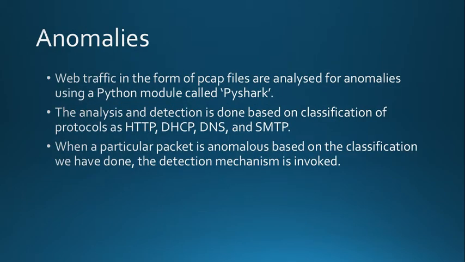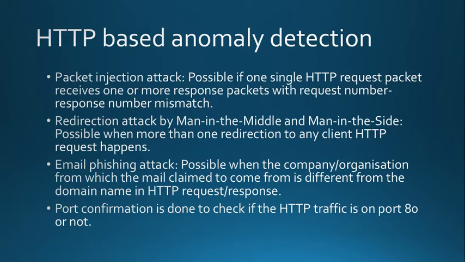Most of these anomalies are classified as per the protocol, so they're protocol dependent and protocol specific. And when a particular packet is anomalous based on the classification, the detection mechanism is invoked. So firstly, let's look at HTTP based anomaly detection. I've classified four different types of attacks and detection strategies that are possible from the PCAP files and the dataset that I've studied for the project.